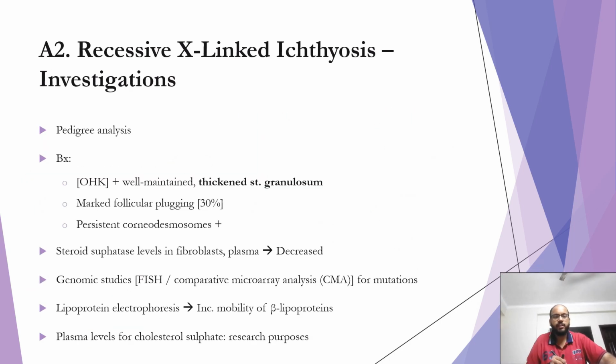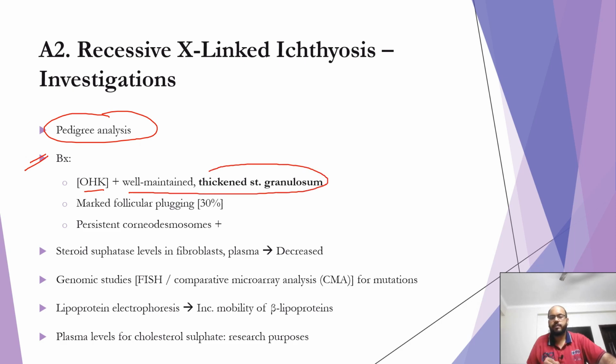The investigation includes pedigree analysis, which is the most important in any genetic disorder. Biopsy will show orthohyperkeratosis with a well-maintained and thickened stratum granulosum. Now, this is important because in Ichthyosis vulgaris, stratum granulosum is absent. So this is the part that you can differentiate easily on biopsy.